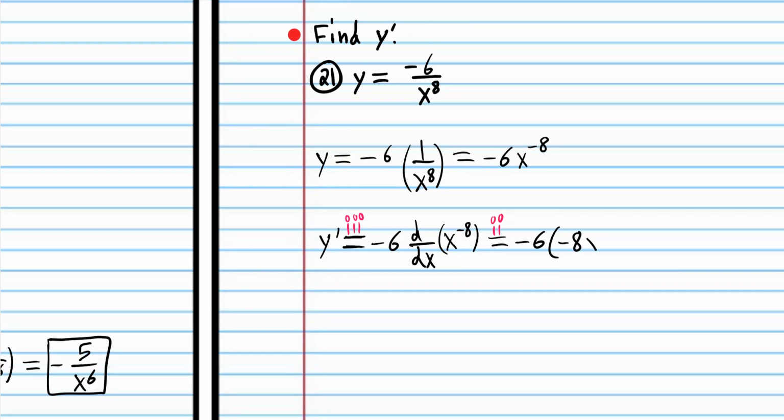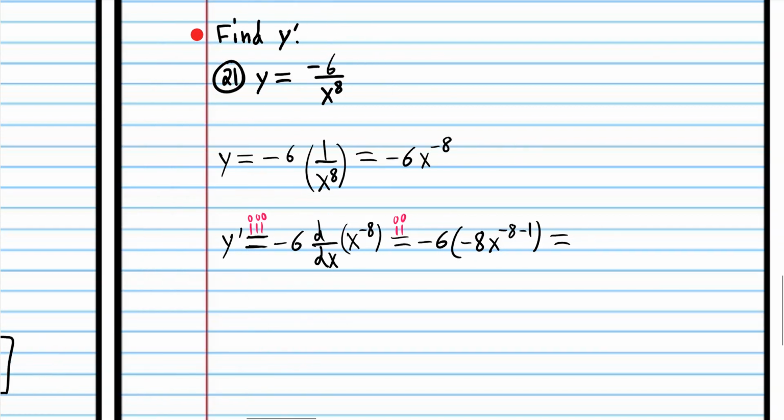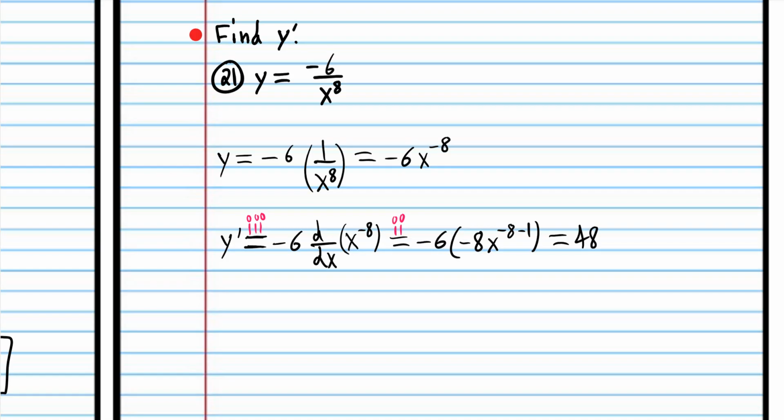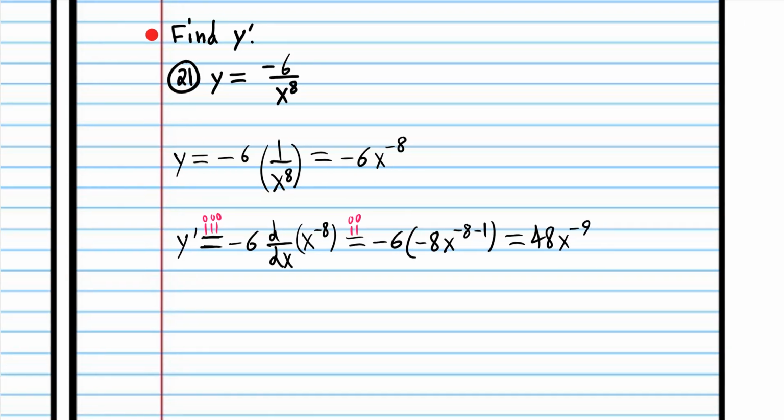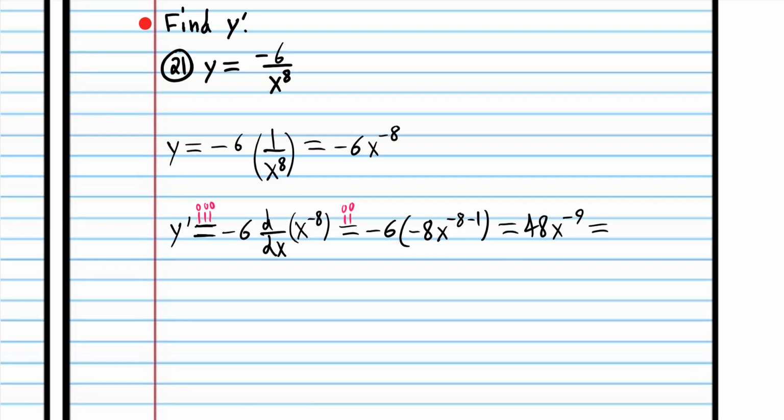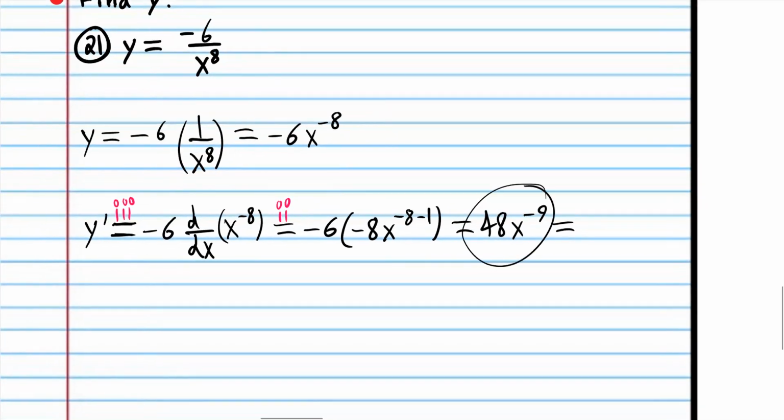So that's negative 8 times x to the negative 8 minus 1. Negative 6 times negative 8 is 48. We have x to the negative 9th power. And again, some teachers may allow you to leave the expression in that form, but we really shouldn't be doing that because it has no direct meaning.